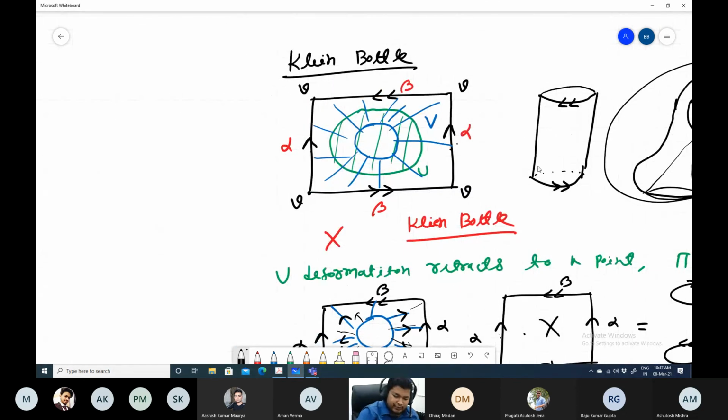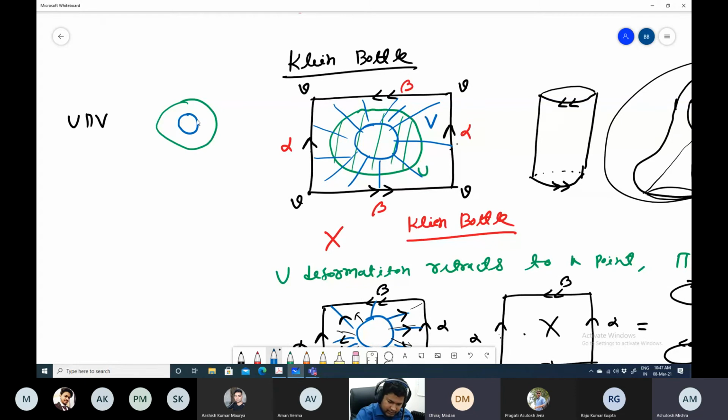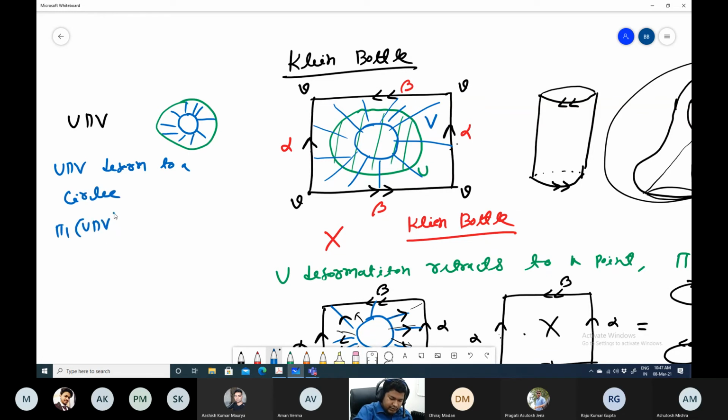Tell me, what is U intersection V here? The disk. Disk? It is not a disk. Annulus. Open annulus. Yes, right, it is an open annulus. Now this is deformed to a circle. So therefore, pi 1 of U intersection V, that is what? Z.